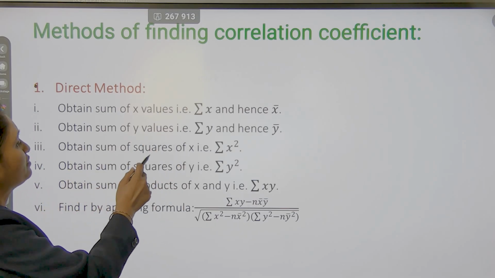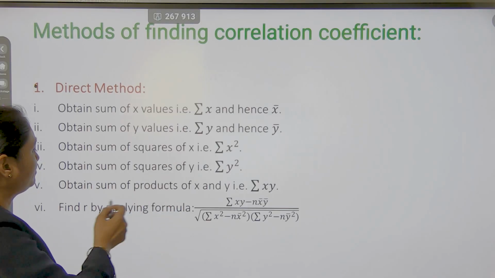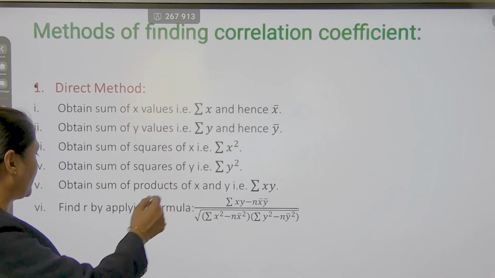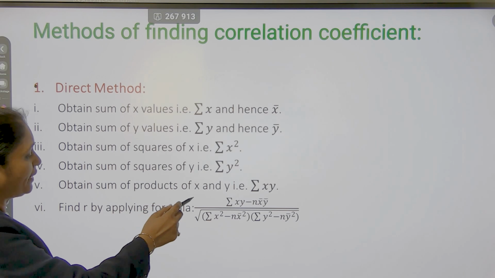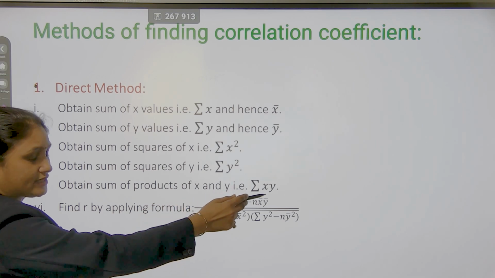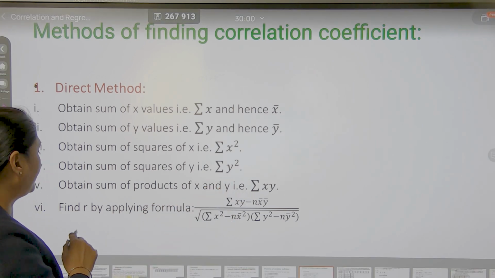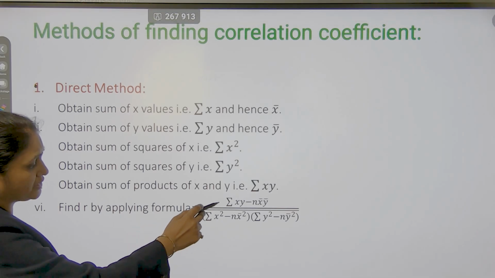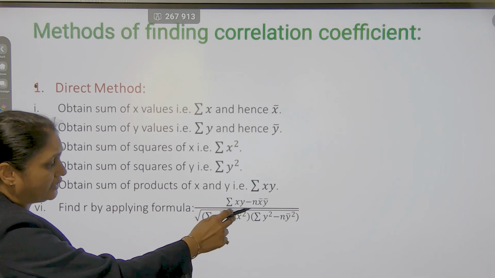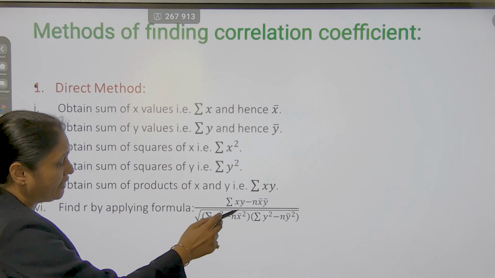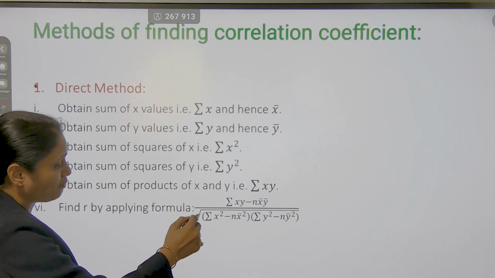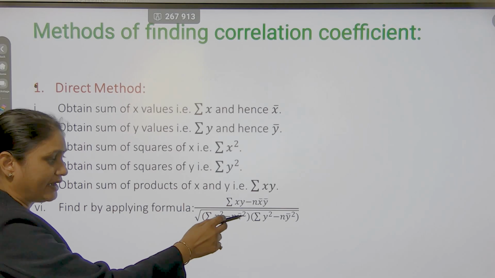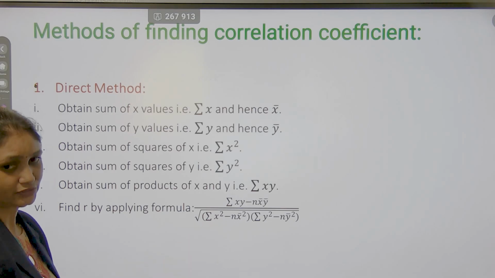Then obtain the sum of squares of x, that is summation x square. Obtain the sum of squares of y, that is summation y square. Then obtain the sum of products of x and y, that is summation x into y. And find r by applying the formula: summation xy minus n into x bar y bar divided by square root of summation x square minus n x bar square into summation y square minus n y bar square.